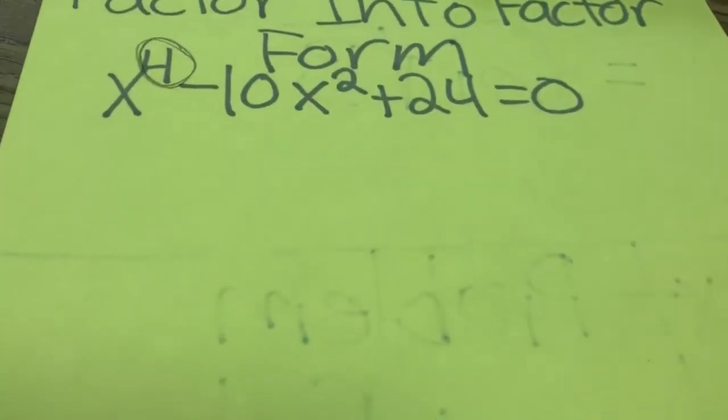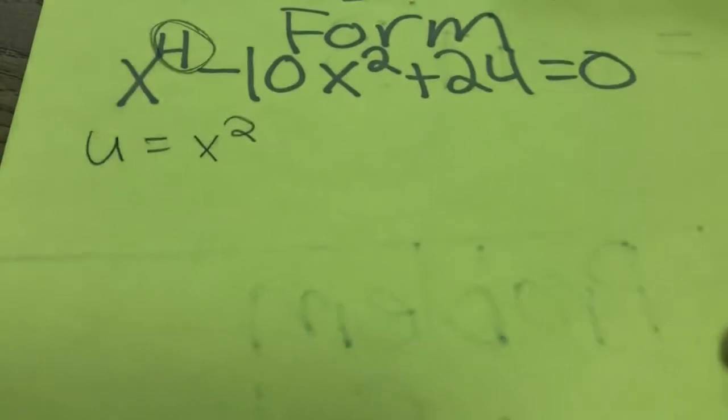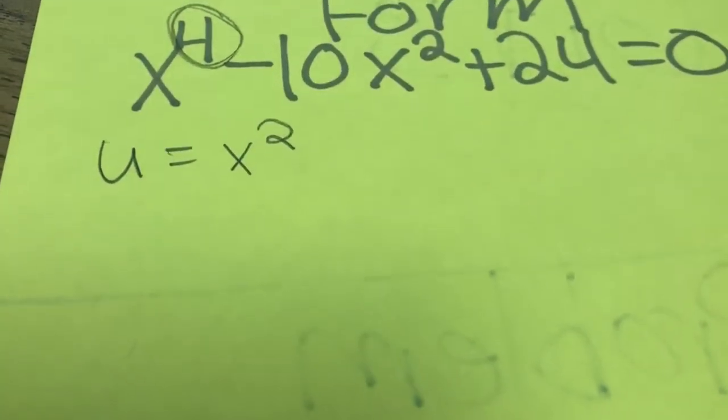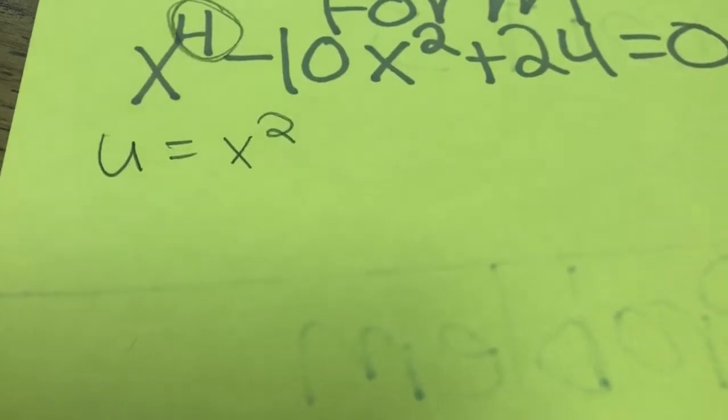So for this one, it is different due to the fact that we have a 4 in our exponent. This 4 in the exponent, we have to do something different. The difference is that we're using u equals x squared. So we have to convert our x to the 4th and x to the 2nd, or x squared, into our u's.